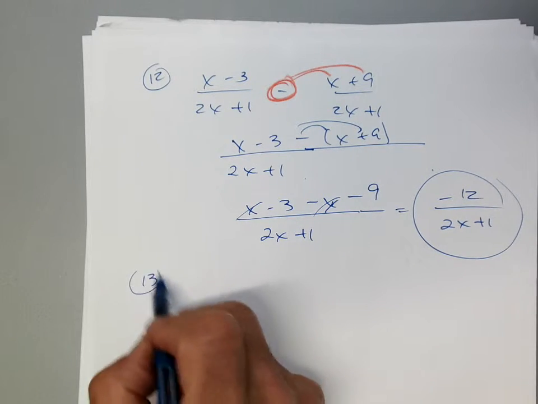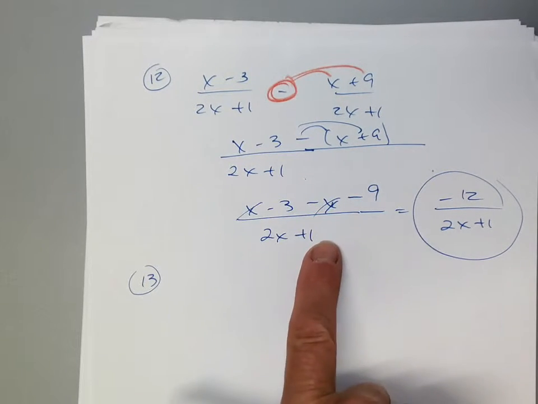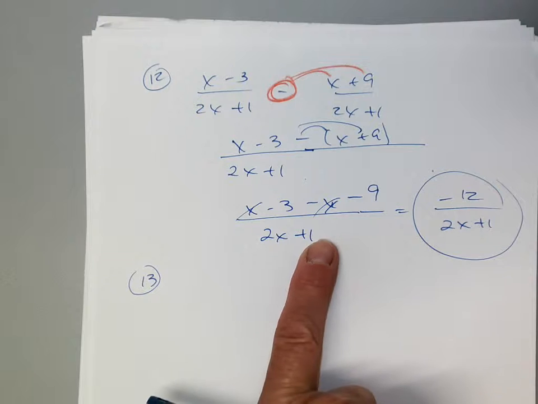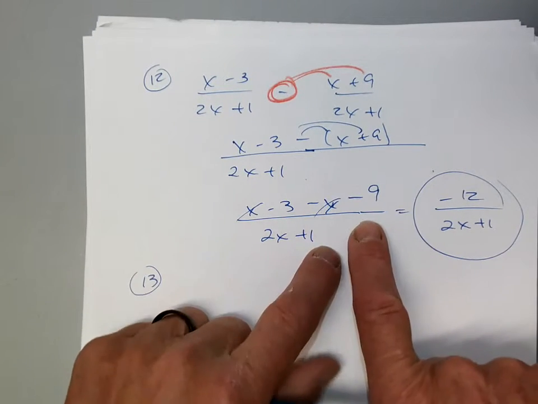Now, I took a lot of time to show that. You could probably shortcut that. If you're careful with the negative, you can probably shortcut this significantly, okay?